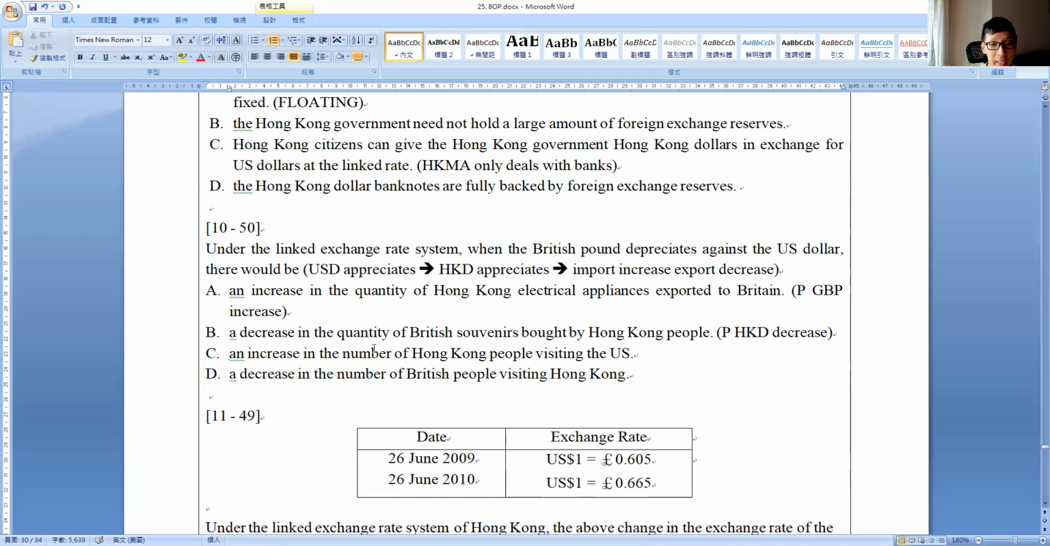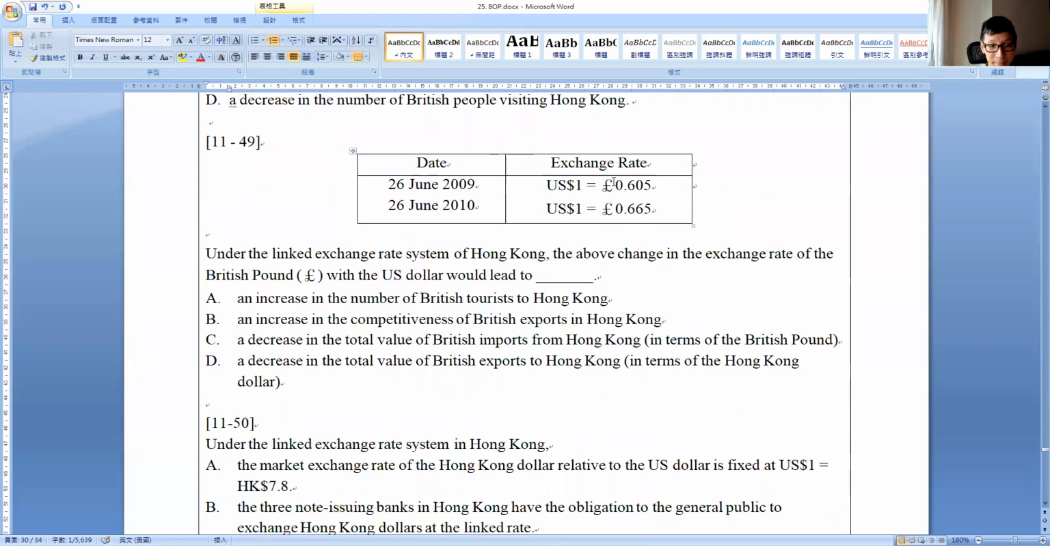Now C, number of Hong Kong people visiting US, what does that have to do with it? Our exchange rate with USD is very stable, so no, not the case. Now D, a decrease in the number of tourists visiting Hong Kong. Yes, we just mentioned, the price in terms of British pound has increased. Therefore, there would be fewer tourists. Hong Kong things are more expensive. So the answer would be D here. All right, next one.